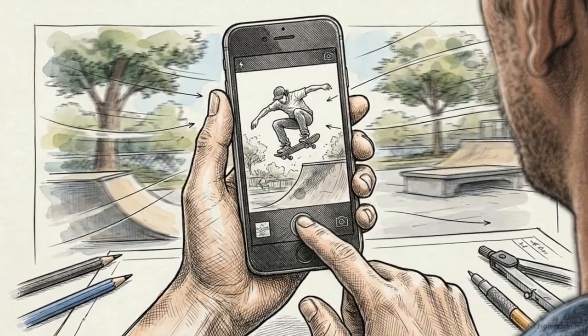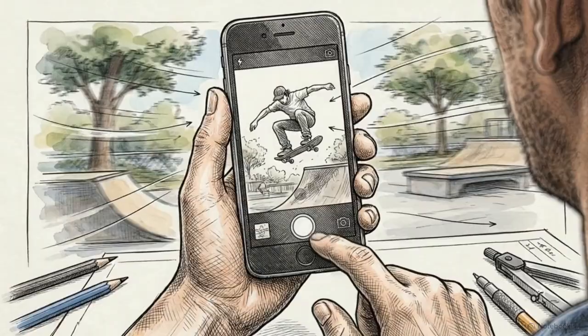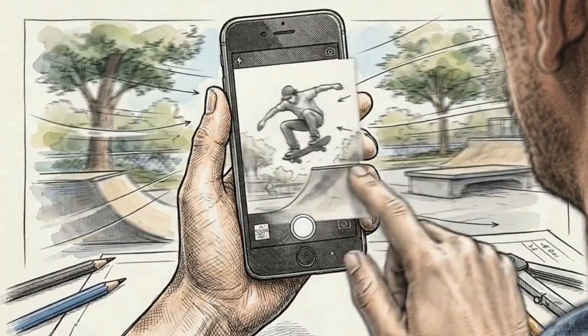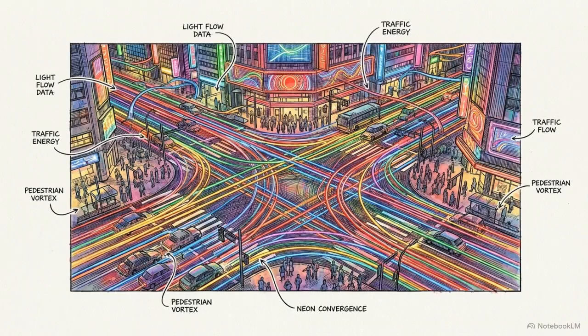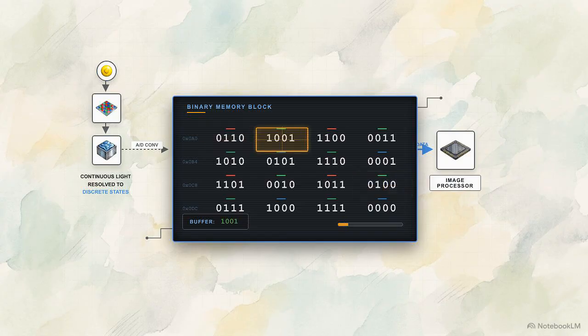You hold up your smartphone, tap the screen, and instantly freeze a moment in time. The physical world you're looking at is analog. It is a chaotic, continuous flood of light bouncing off objects in every direction. But your phone is a computer, and computers are blind to that fluid reality. They only understand the rigid language of binary numbers.